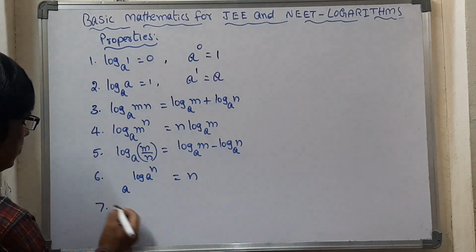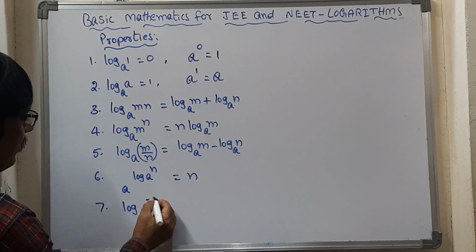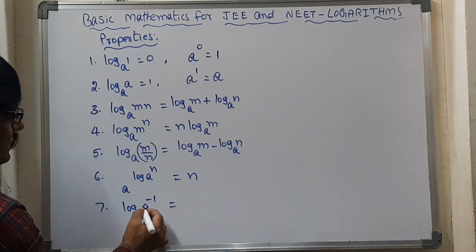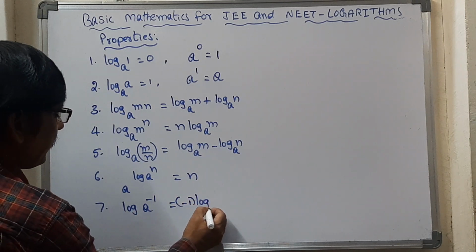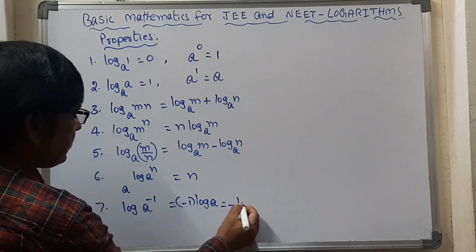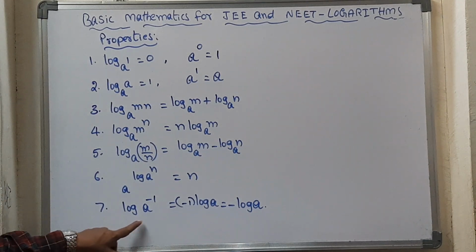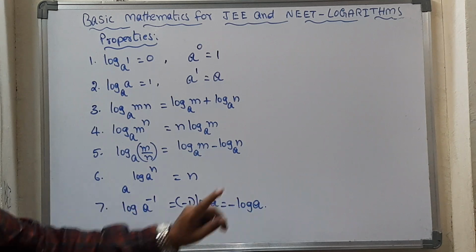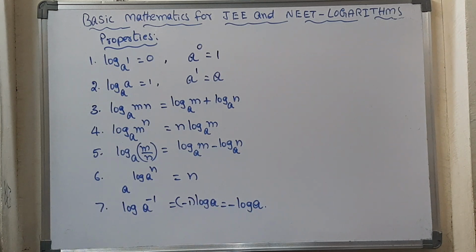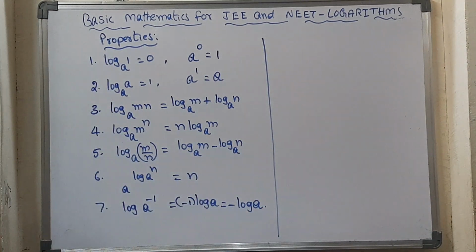And one more value also we can take. If log a power minus 1 is there, how can we consider this one? This can be considered as minus 1 log a. Ultimately, what we can take? Minus log a. So log a power minus 1 is equal to minus 1 log a, that is equal to minus log a. And so based on this, let's see one question. And these are the properties of a logarithm.